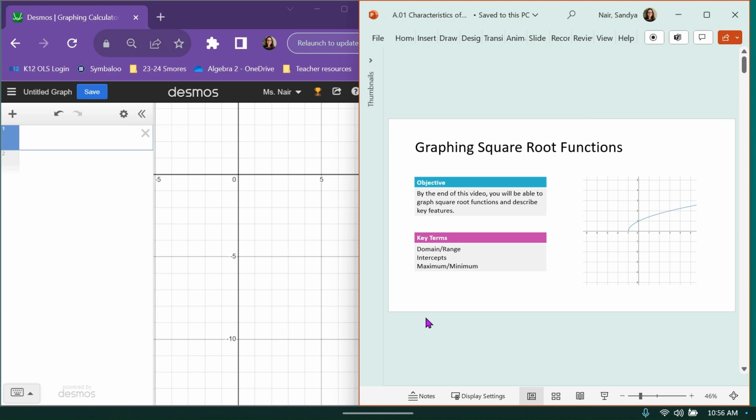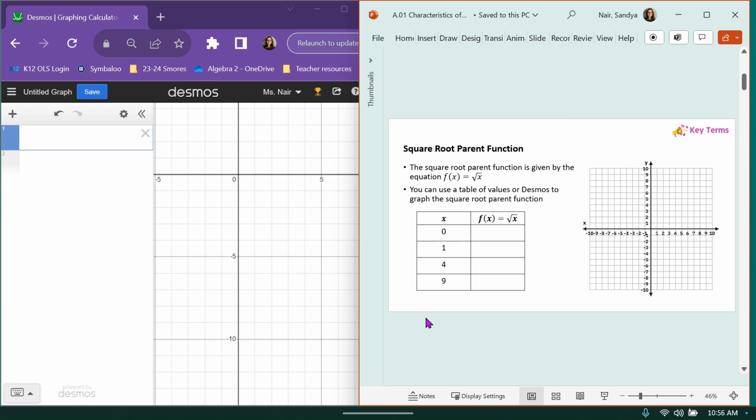In this video, we're going to talk about how to graph square root functions and identify key features. So the square root parent function is given to us by the equation f of x equals the square root of x. So you can use a table of values or Desmos to help you graph the square root parent function. So if we were going to graph this by hand, we would take all of these x values that are given and plug them into the function f of x.